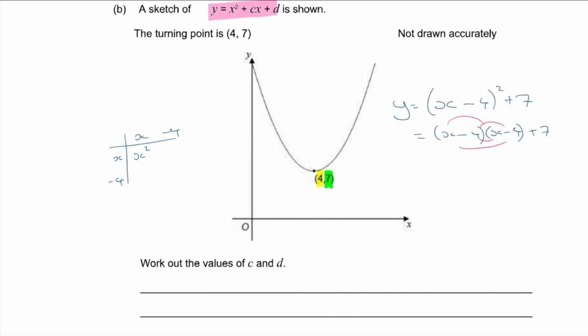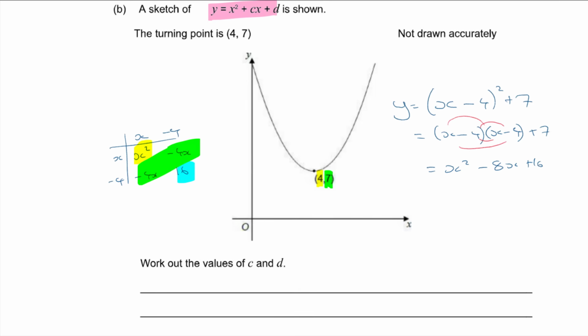So x times x is x squared, x times minus 4 is minus 4x, x times minus 4 is minus 4x, and minus 4 times minus 4 is plus 16. Okay, so doing the grid method, this value here is our term in x squared. And then we've got 2 terms in x along this diagonal, minus 4x and minus 4x makes minus 8x, and then I've got 16 on the end, plus 16.